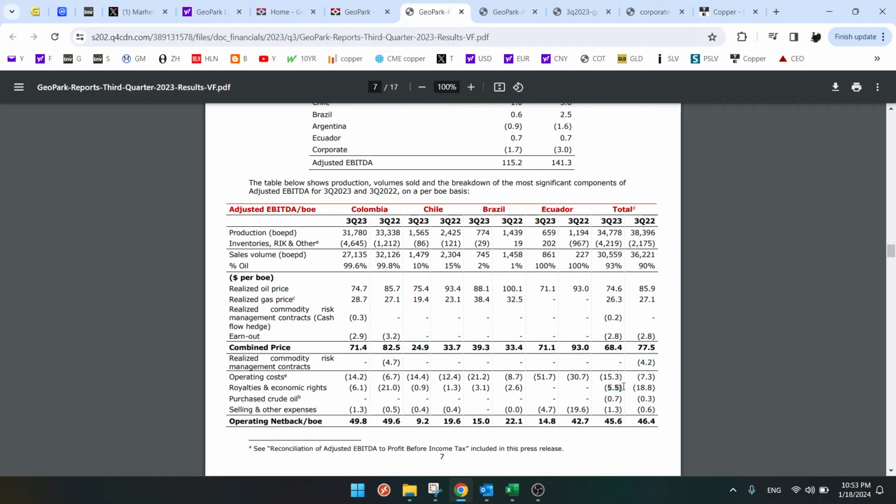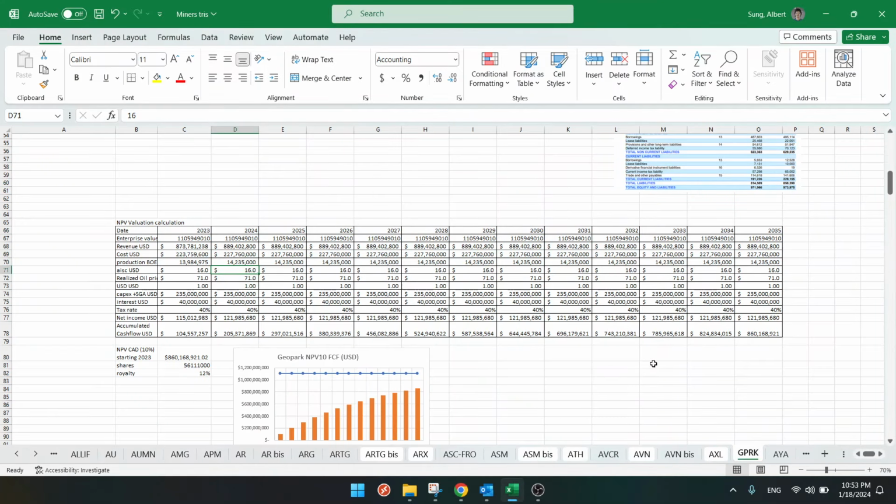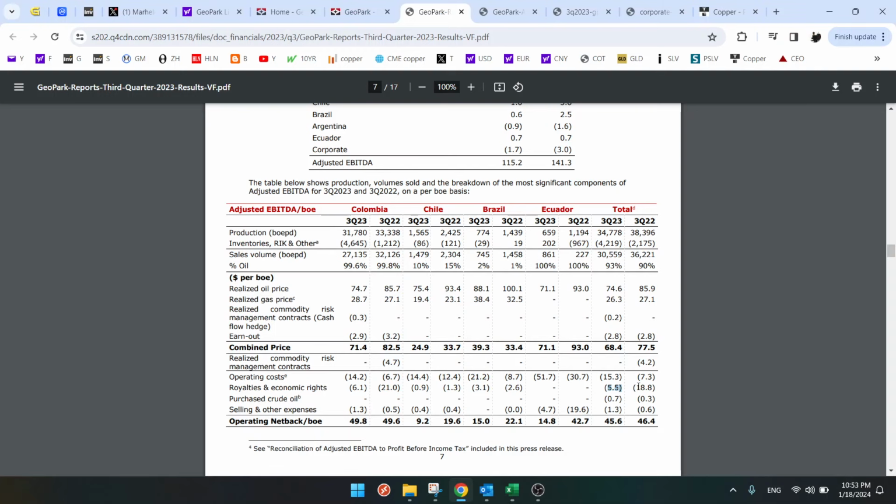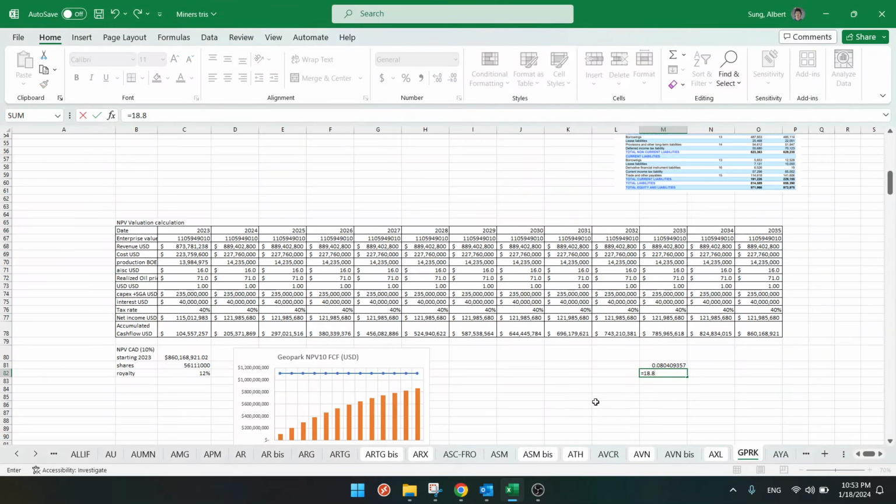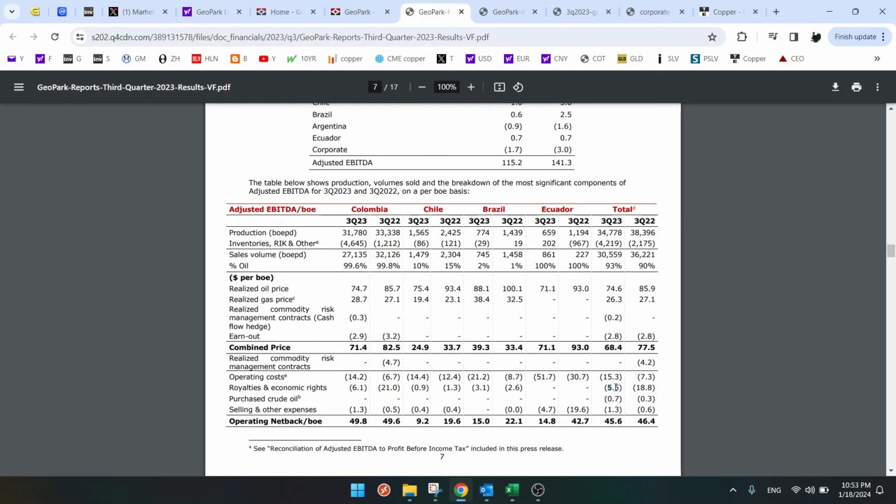Royalties 5.5. 5.5 divided by 68.4 is 8%, but here it was 18.8, 24%. So not sure why royalties are different here. Very odd. They are all over the place.